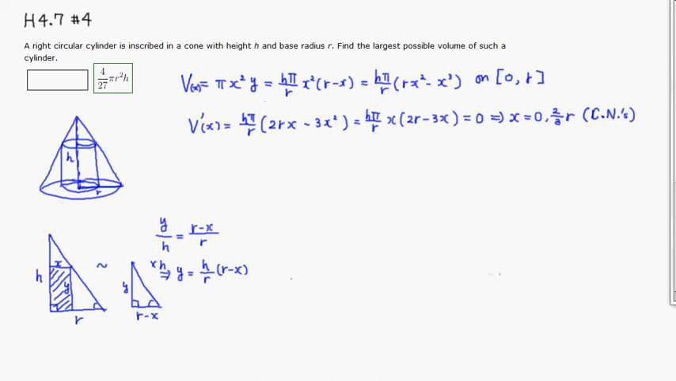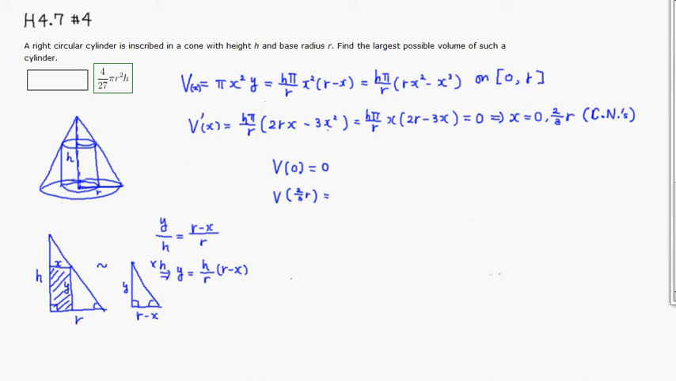All right, so let's check. Since we are trying to maximize over a closed interval, we can just check the critical numbers and endpoints. So we look at V of 0. This is the obvious one: if you plug in 0 for x, it's going to be 0. Then we have to look at the other critical number, 2/3 r.